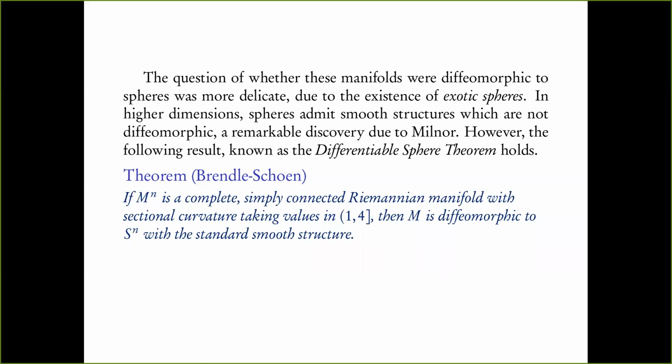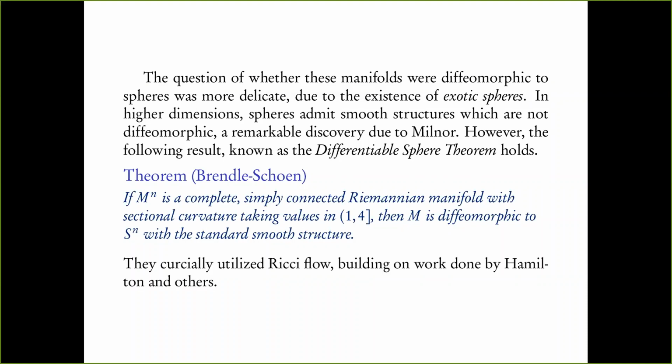So how do you prove this? Well, I haven't read this, so I am not in a position to comment on how you prove this. But it turns out that they crucially use work done by Hamilton and some other people before them. They also use Ricci flow in a very crucial way. They use Ricci flow to show that this metric can be deformed to a metric of constant curvature 1. And then because it's constant curvature 1, it has to be Sn with the standard smooth structure. So again, Ricci flow comes into play, and you get a proof of the differentiable sphere theorem.